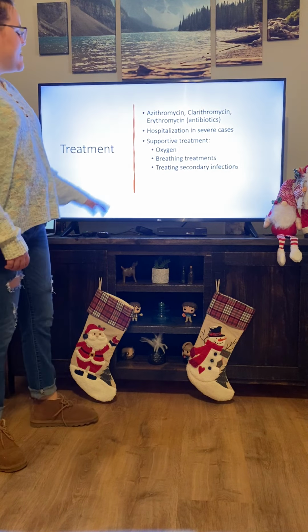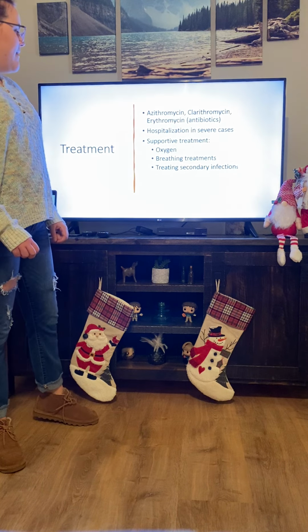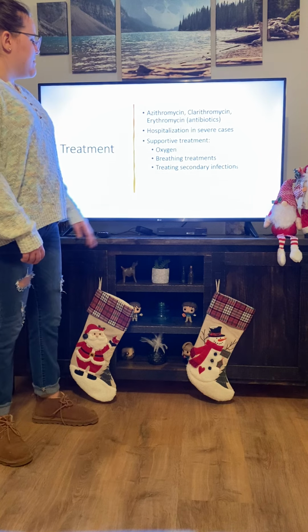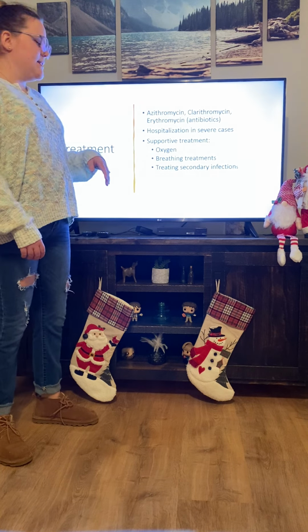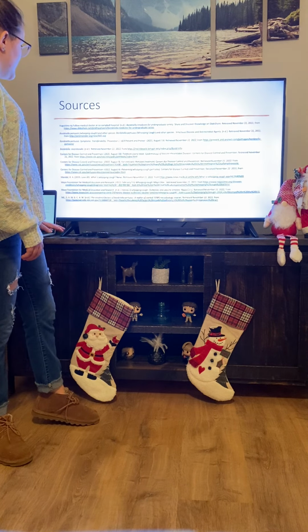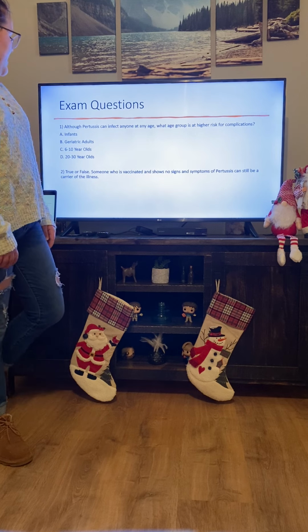Okay, so treatments: azithromycin, clarithromycin, erythromycin. These are antibiotics. Hospitalization in severe cases. Supportive treatments such as oxygen, breathing treatments, and treating the secondary infections. So here are my sources.